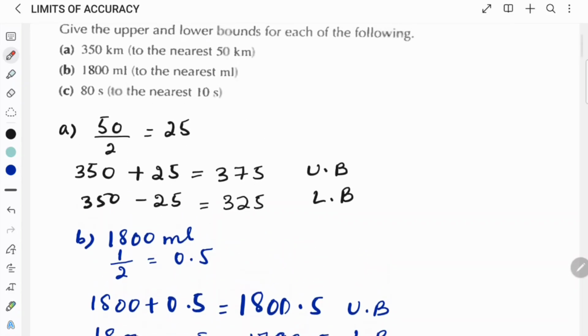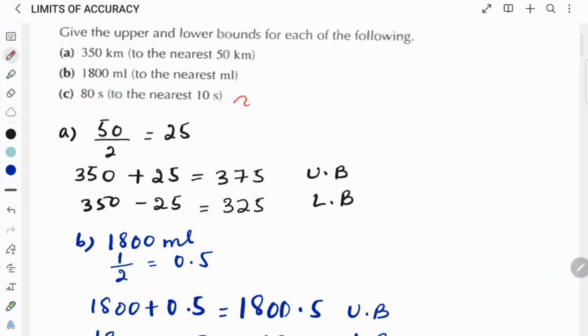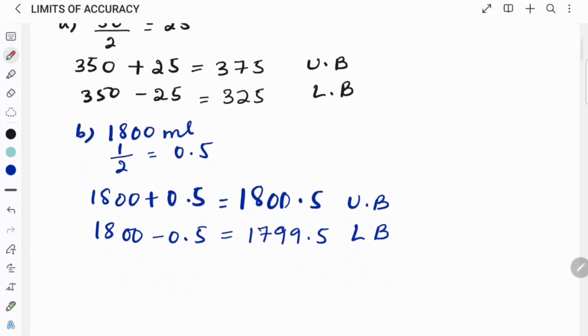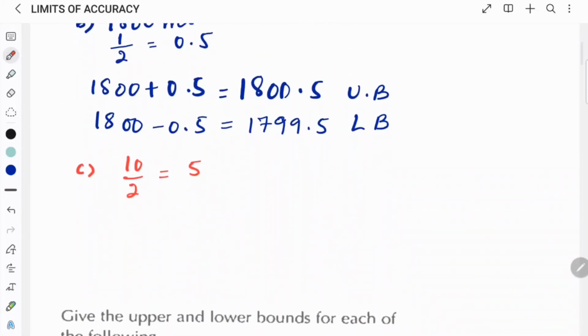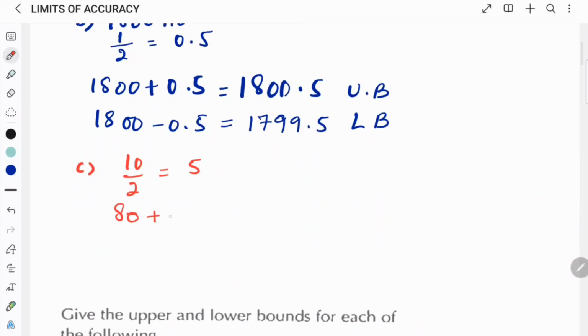Alright, in part C it is given 80 seconds to the nearest 10. Nearest 10 means 10 upon 2, that will be equal to 5. If you add 5, you will get the upper bound. If you subtract 5, you will get the lower bound. So 80 plus 5 becomes 85 seconds, that is the upper bound, and 80 minus 5 is equal to 75 seconds, that is the lower bound.